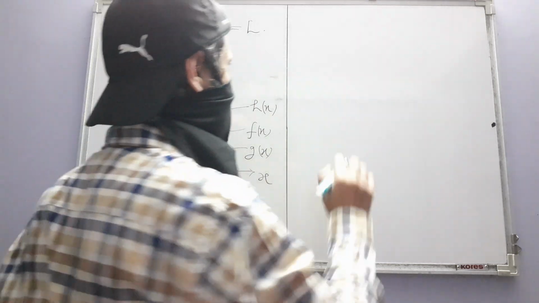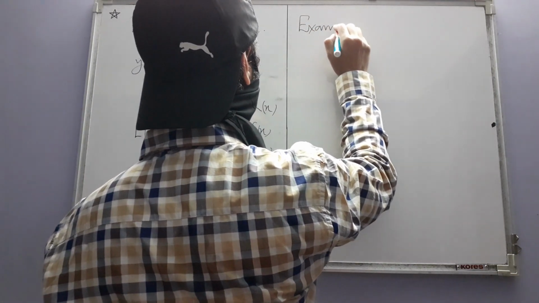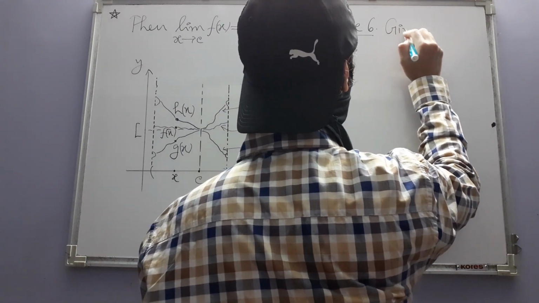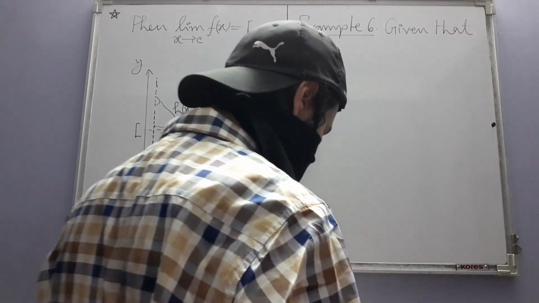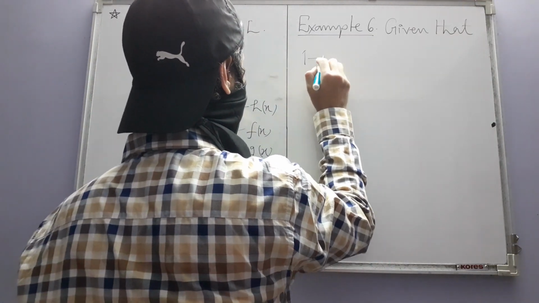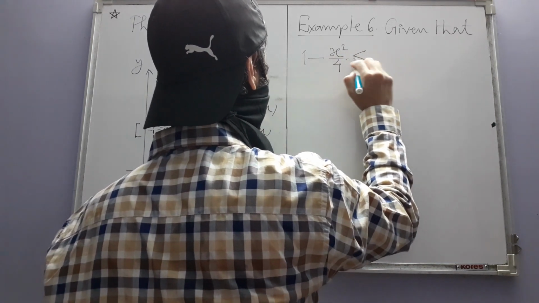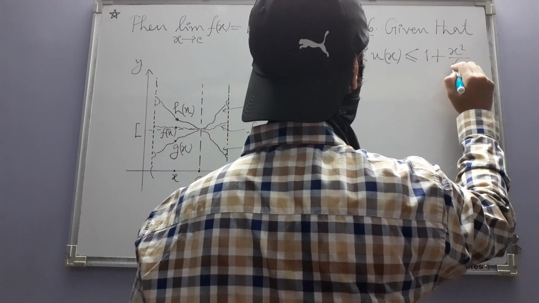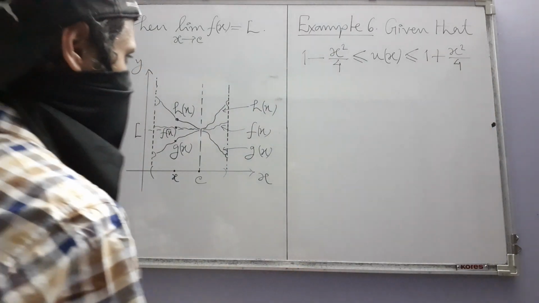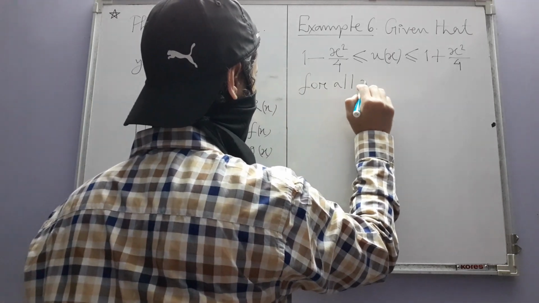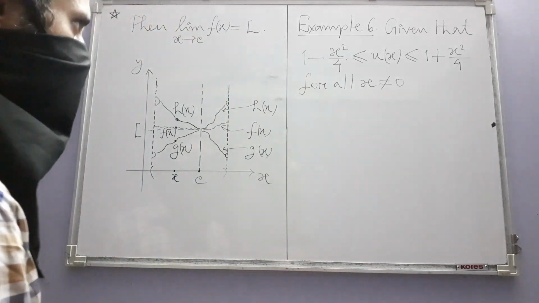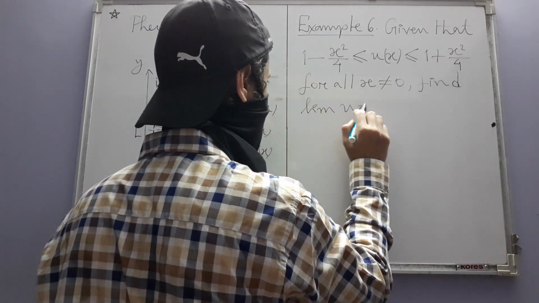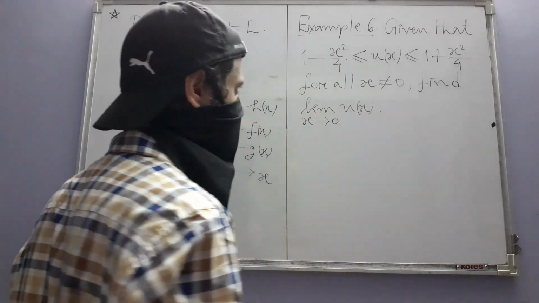So let's next see example 6. Given that 1 minus x square over 4 is less than or equal to u of x, where u of x is some function which is less than or equal to 1 plus x square over 4 for all real numbers except at x equal to 0, possibly, find the limit of the sandwiched function as x approaches 0.